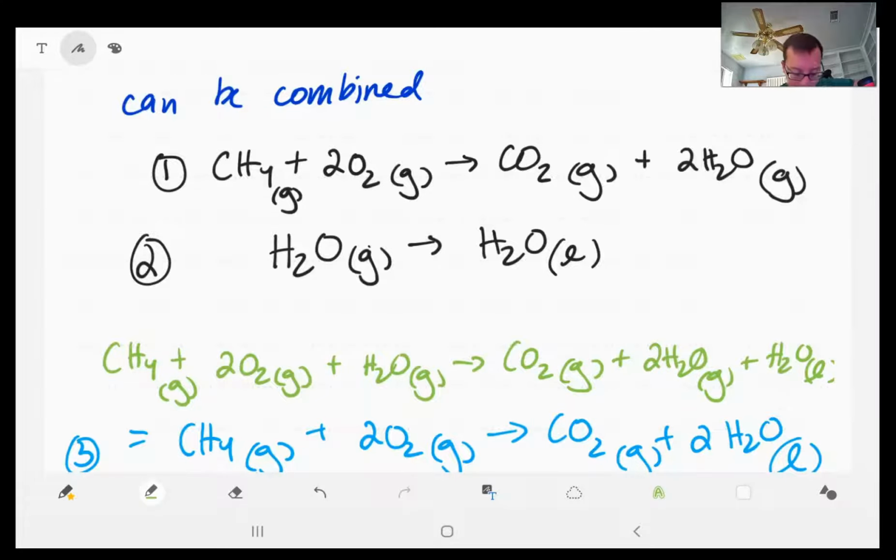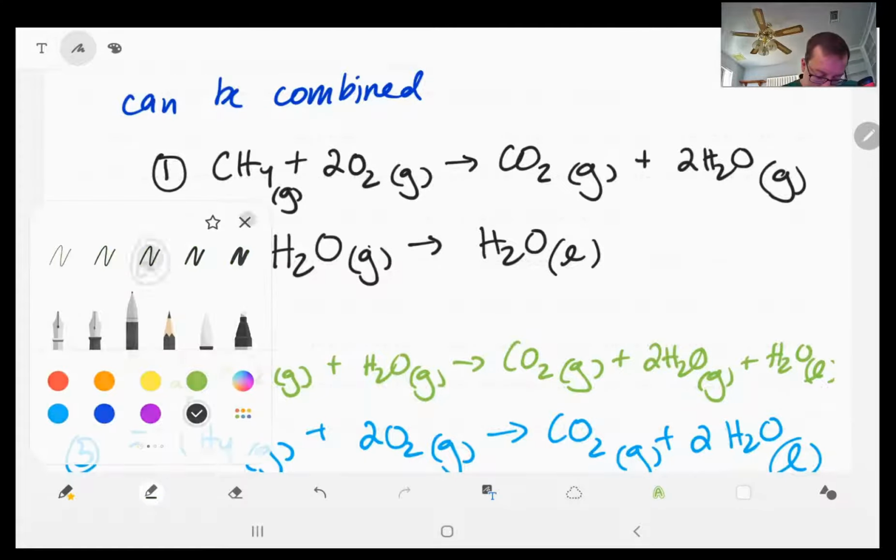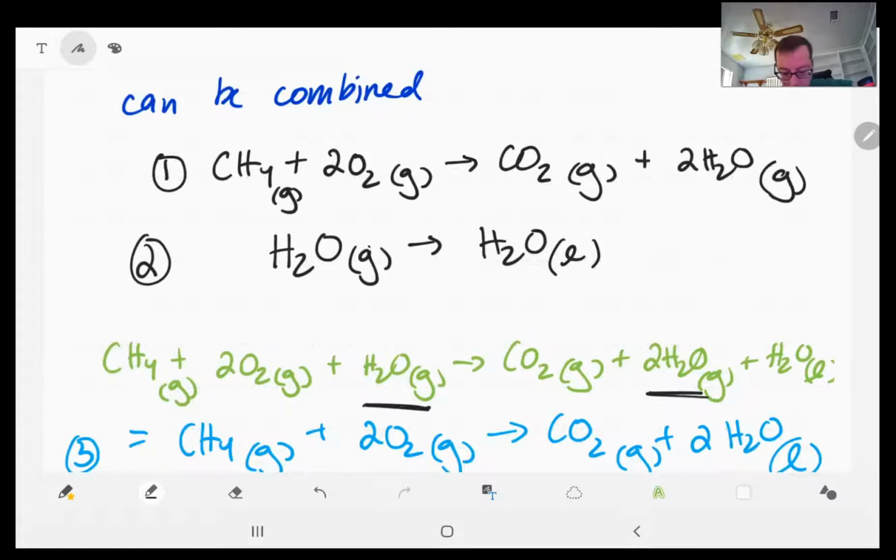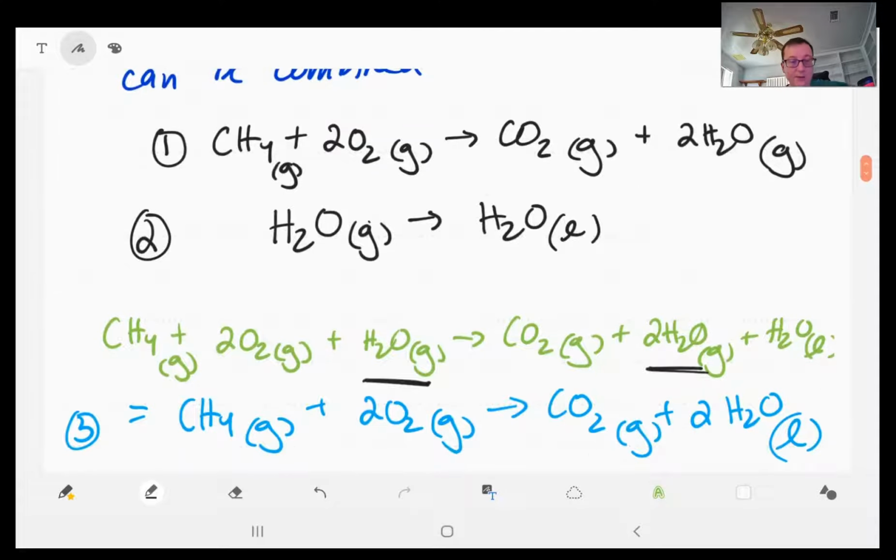Well, we see here we have this guy on both sides, but we don't have enough to get rid of it. And we don't see it in our final reaction, right? We don't see H2O gas in our final reaction. So remember, just like in a math equation, if you have the same thing on both sides, they can be canceled out, right? If you have x plus 2 equals y plus 2, you can get rid of the plus 2's. You can just subtract 2 from both sides, and now you have just x equals y. We can do the same thing with chemical components too.